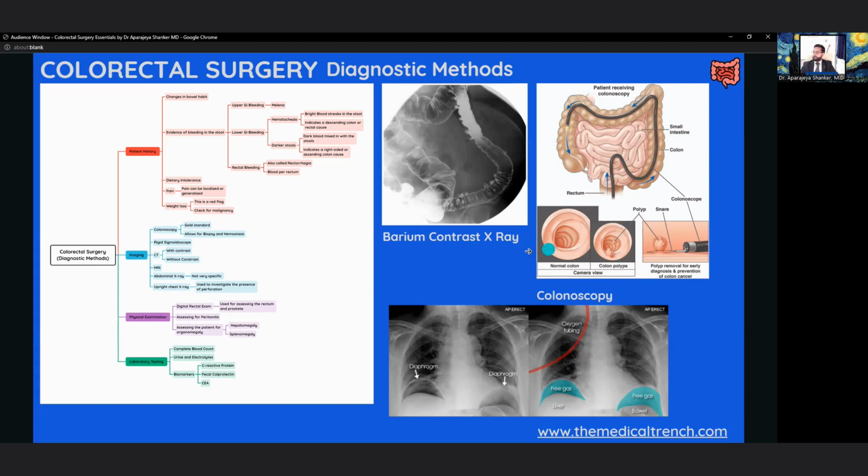Now, aside from that, you also have something called a barium contrast X-ray. And in this image, you're going to see some small outpouchings. They are not called polyps, they're diverticuli. And a barium contrast enema, essentially, what it does is that it highlights the bowel wall.